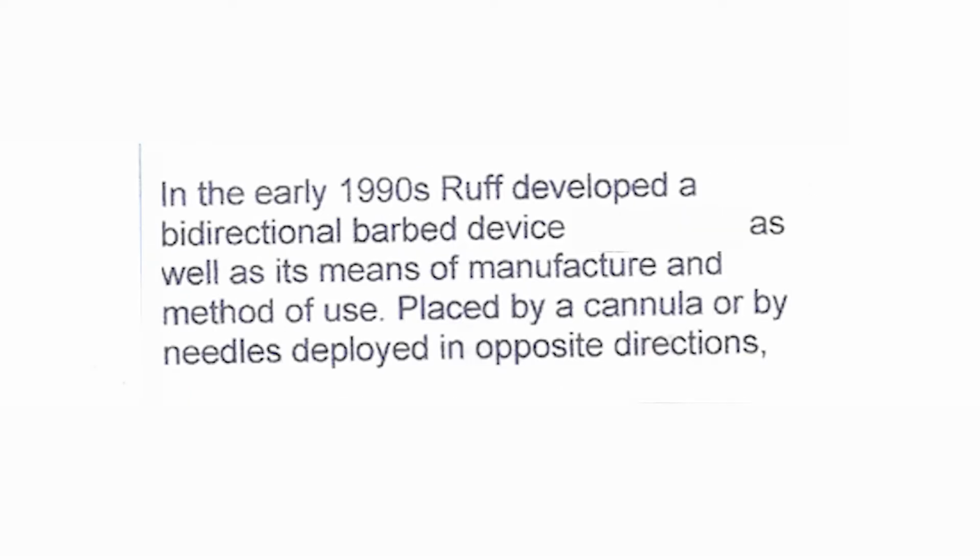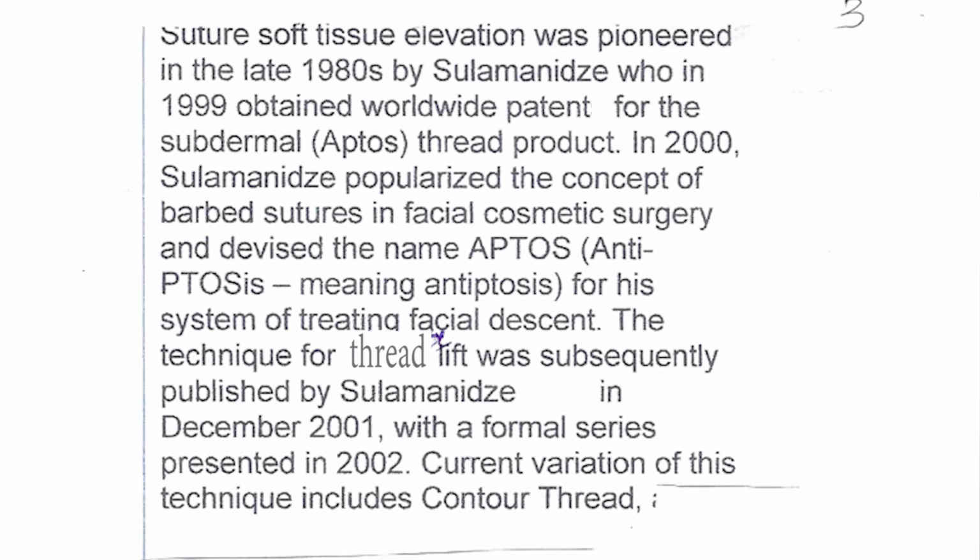In the early 1990s, Ruff developed a bidirectional barbed device as well as its means of manufacture and method of use, placed by a cannula or by needles deployed in opposite directions. Suture soft tissue elevation was pioneered in the late 80s by Sulamanidze, who in 1999 obtained a worldwide patent for the subdermal Aptos thread product. In 2000, Sulamanidze popularized the concept of barbed thread in facial cosmetic surgery and devised the name Aptos, meaning anti-ptosis, for this system of treating facial descent.